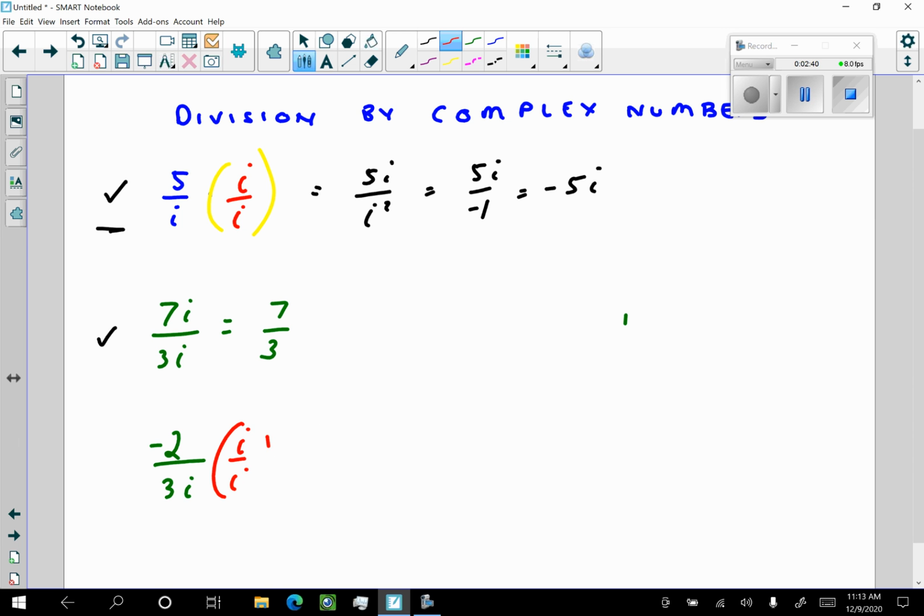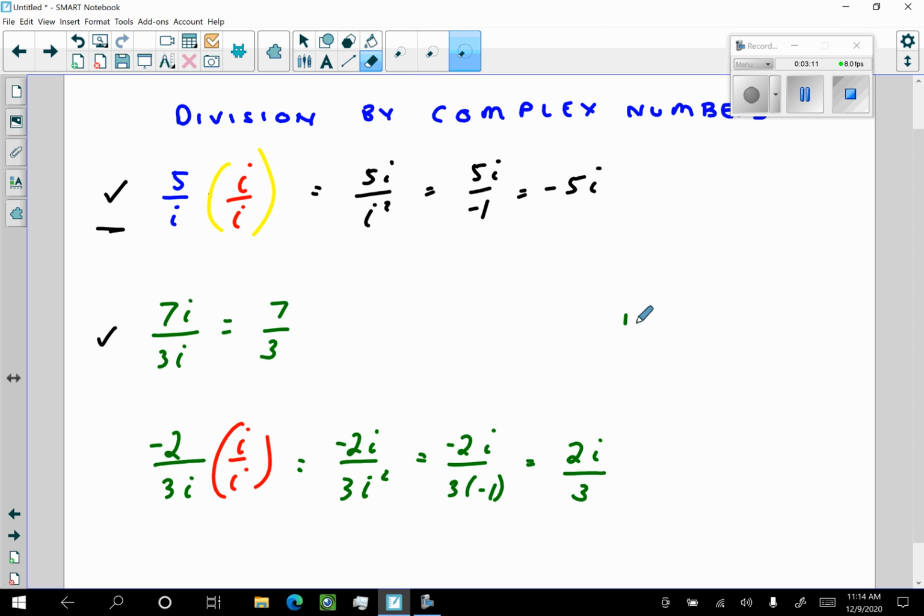And what's that going to be? That is going to be -2i over 3i squared, i times i. And we know what i squared is. i squared is -1, so this is going to be -2i over 3 times -1. Negative divided by negative is positive, so that's going to be 2i over 3. This negative and this negative makes the whole kit and caboodle positive. Okay, those first 3 examples are not bad.